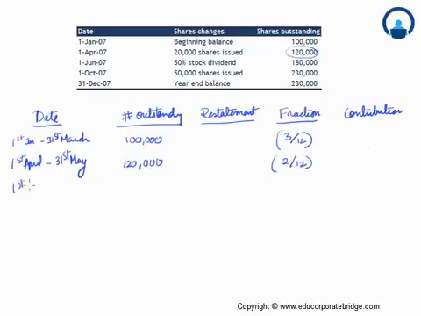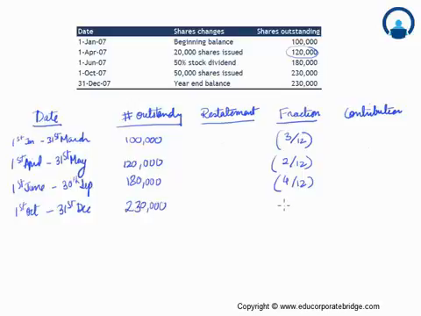Then from 1st of June till 30th of September, the number of shares increases to 180,000, and the fraction is June, July, August and September, so this is 4/12. And likewise between 1st October and 31st of December, the outstanding shares would be 230,000, and the fraction is October, November, December. This is 3/12.